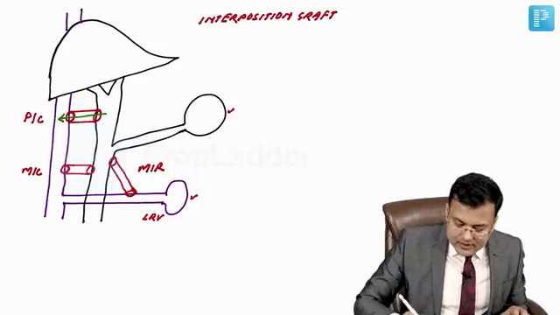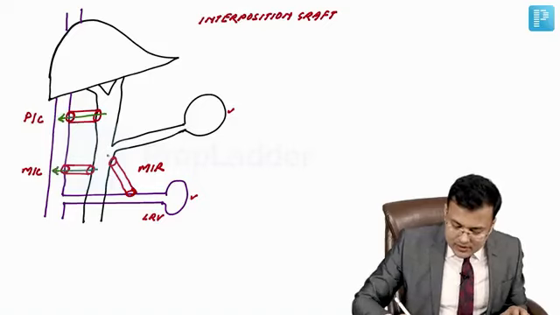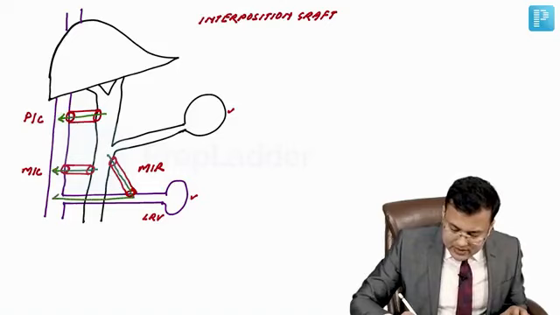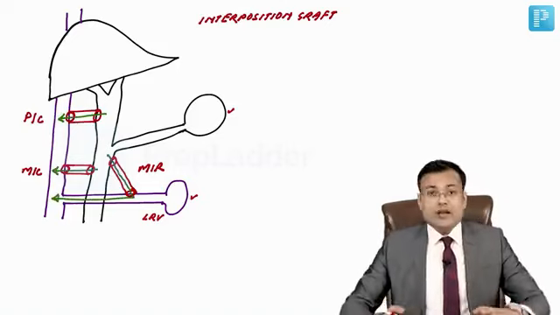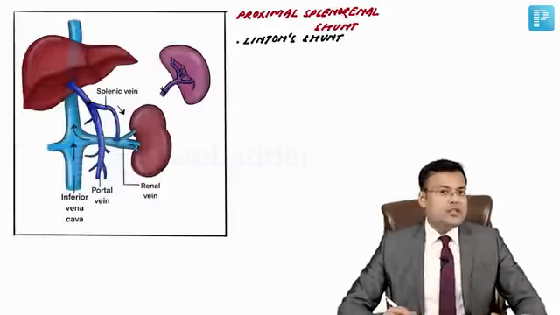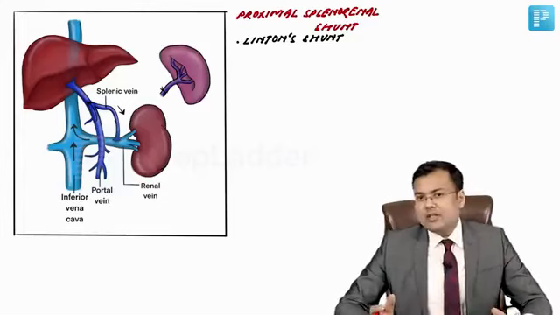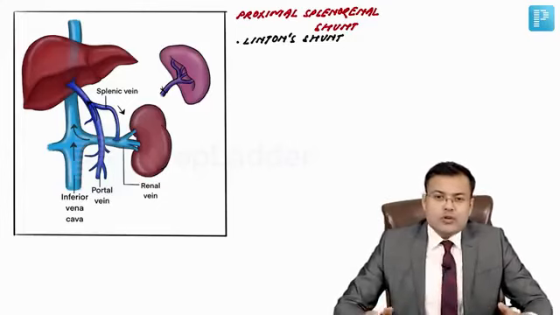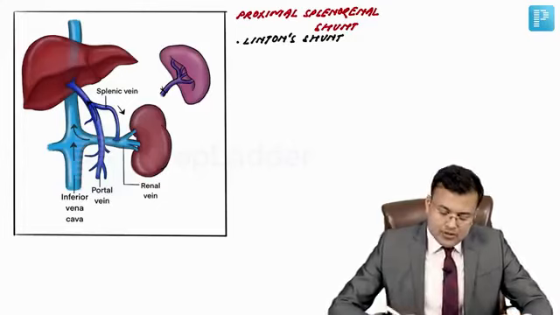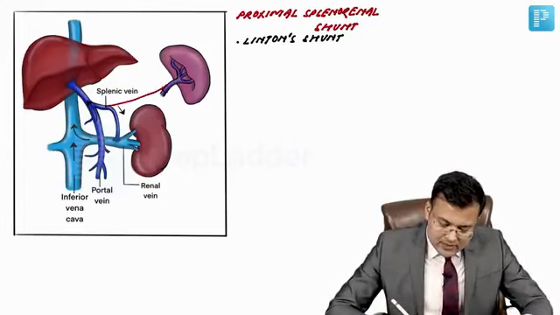You can see this is the direction of blood flow, and in this case this is the direction of blood flow. So all these are interposition grafts. Now see this diagram. This is proximal splenorenal shunt, also known as Linton shunt. What we are going to do here, this is the splenic vein.